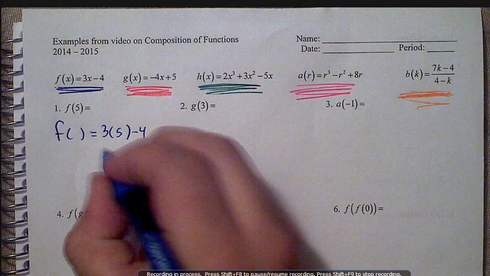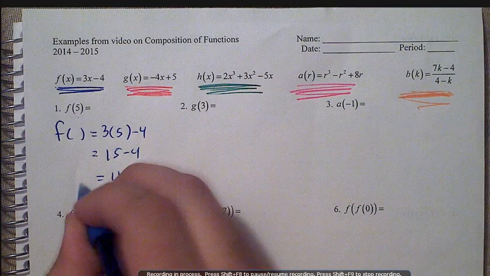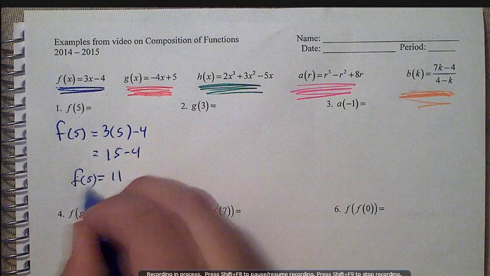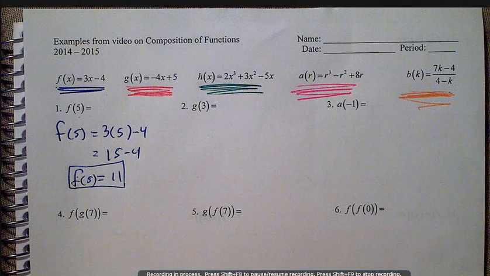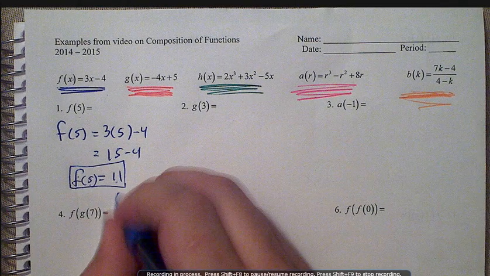So you evaluate, and you get f of 5 equals 11. And this can also be written as a coordinate. When you put 5 in for x, you get 11 back for a y value. So 5, 11 as well.